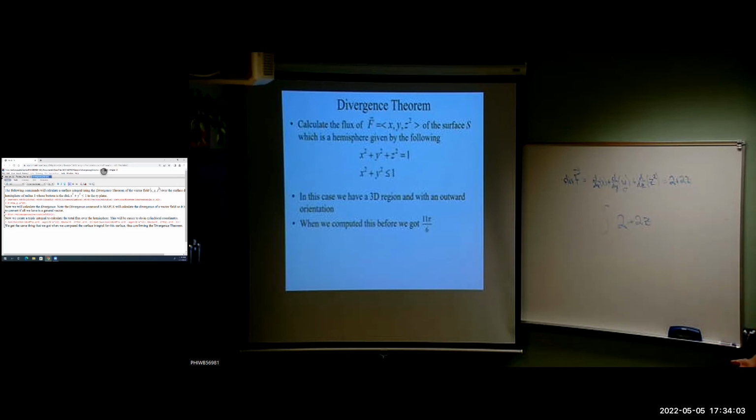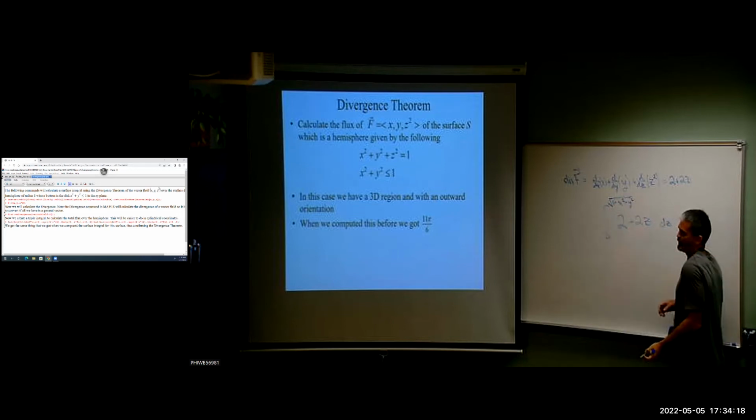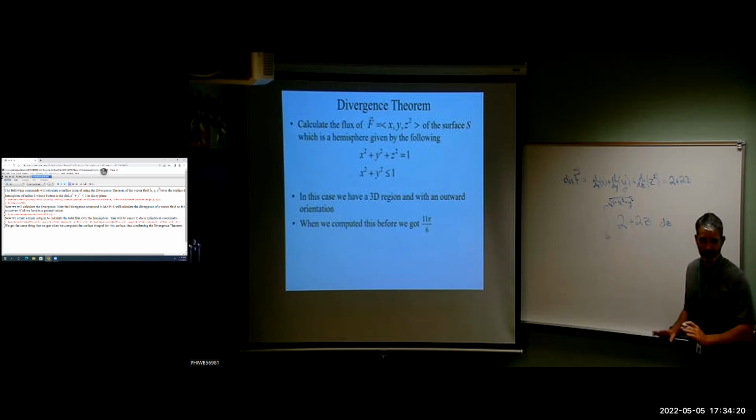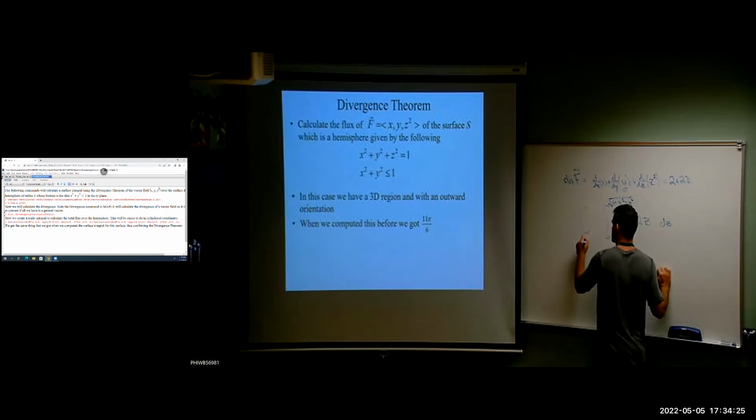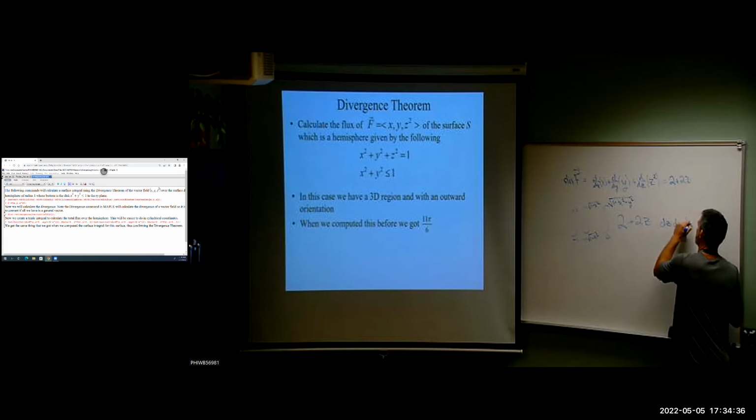Okay, so now we need the bounds for a hemisphere. Because it's a hemisphere, let's do z first. So dz from 0 to the square root of 1 minus x squared minus y squared. And now we're just left with a circle of radius 1 in the xy plane, which we've done many times at this point. So y goes from negative square root of 1 minus x squared to square root of 1 minus x squared, and x from negative 1 to 1. There it is.